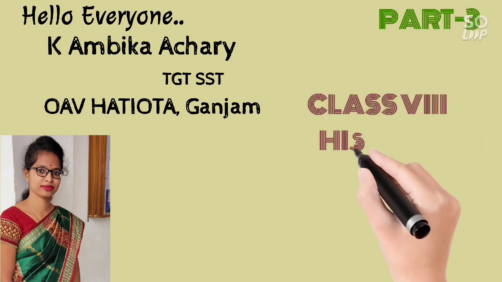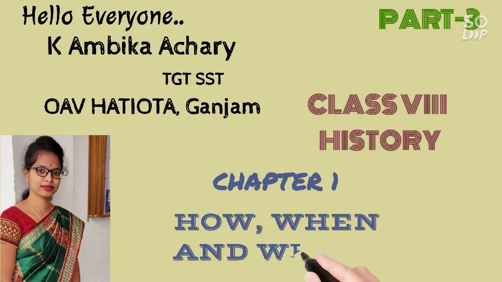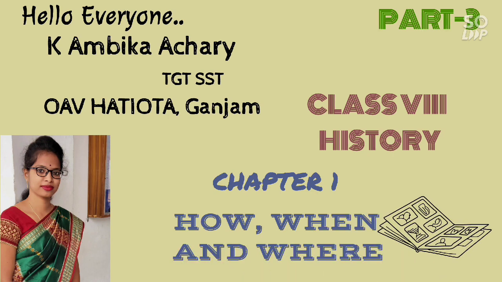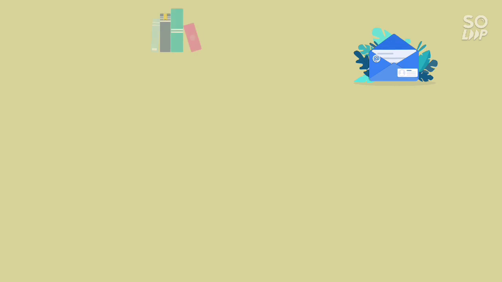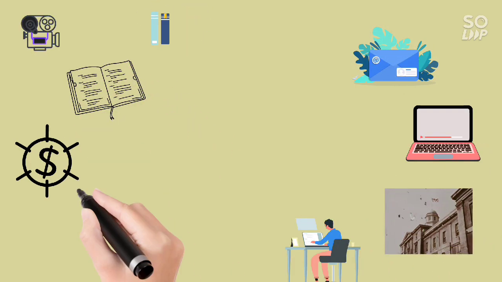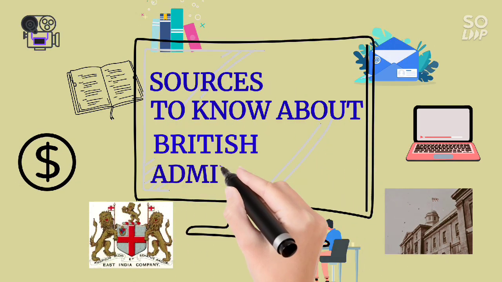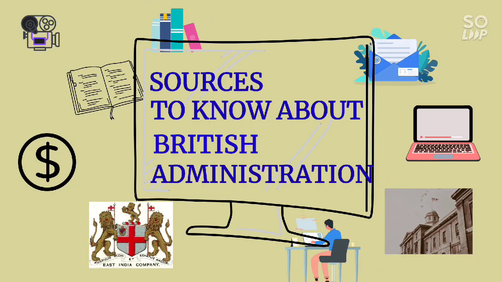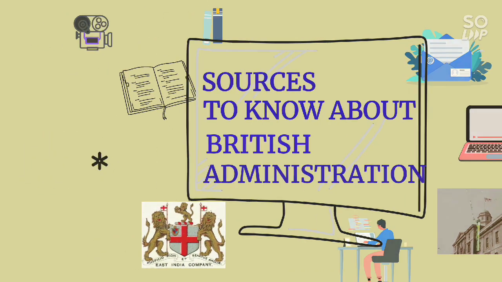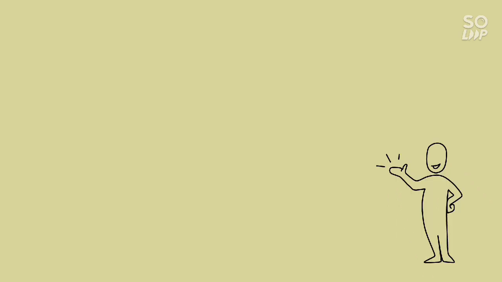Let's start part 3 of history chapter How, When and Where of class 8. The next concept of this chapter that we are going to explore is the sources to know about British administration. You know, to write history, evidences are mostly required. So, many sources or evidences are there to know about British history too. First, let's figure out what are the sources available to us.